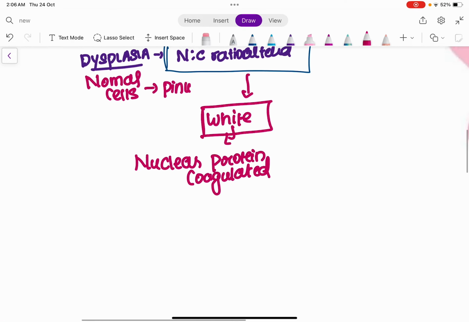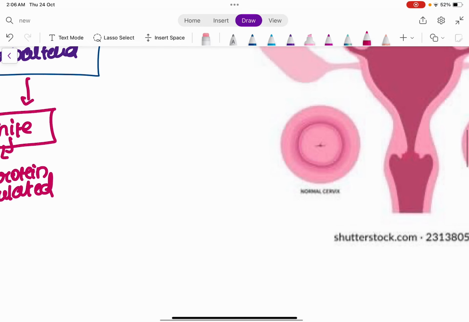So if we visualize the cervix after applying 3 to 5% acetic acid, whatever appears white in color, let's say for example this area is white in color and this area is pink in color, this area is pink and this area is white, right? From this white area I can take a biopsy, since these areas signify that there could be dysplastic cells present. Since the nuclear cytoplasmic ratio is altered, the nuclear proteins get coagulated and as a result, these dysplastic cells change white in color.